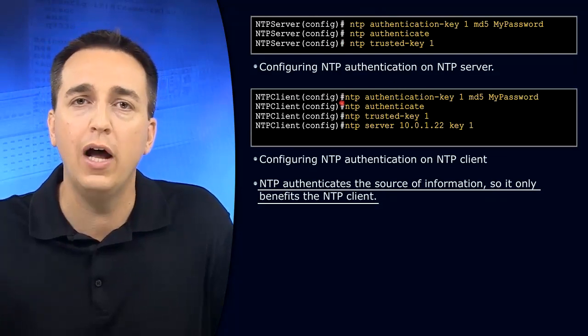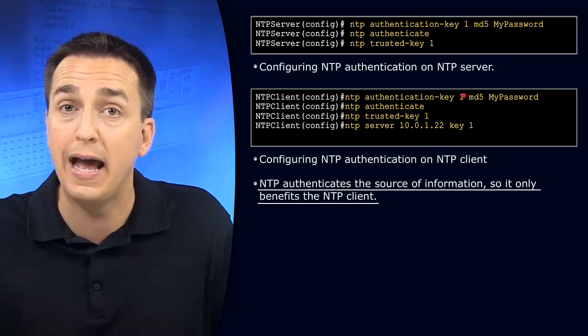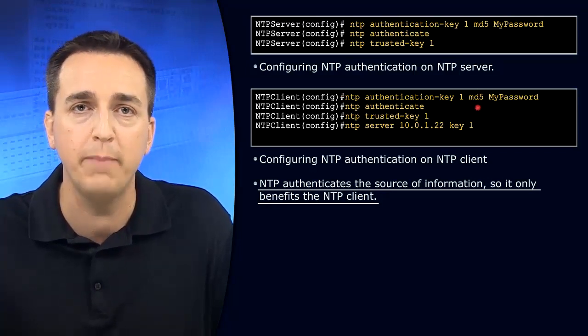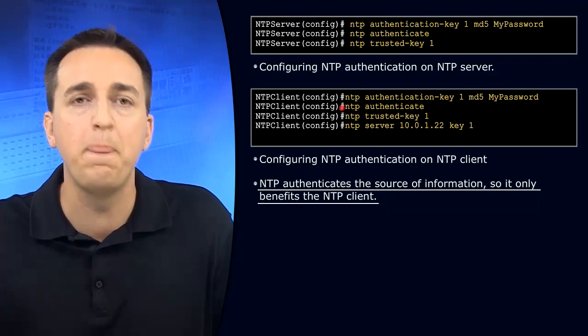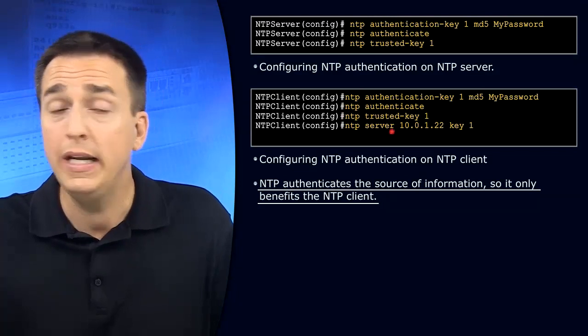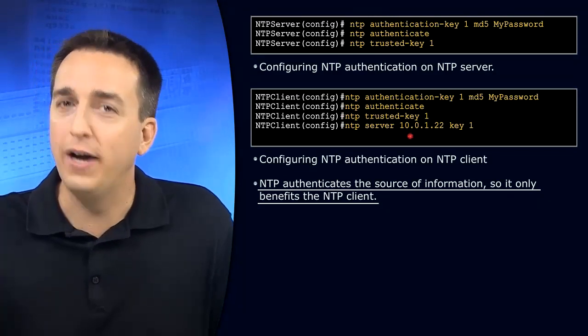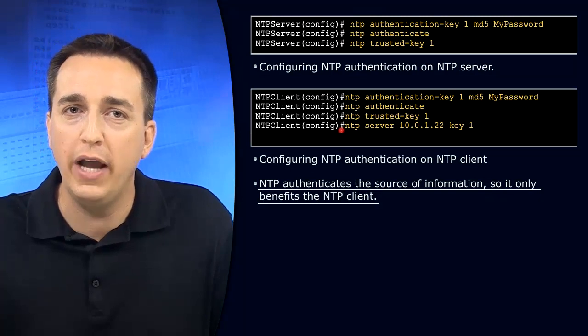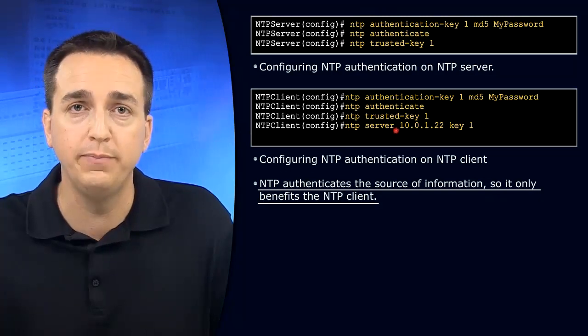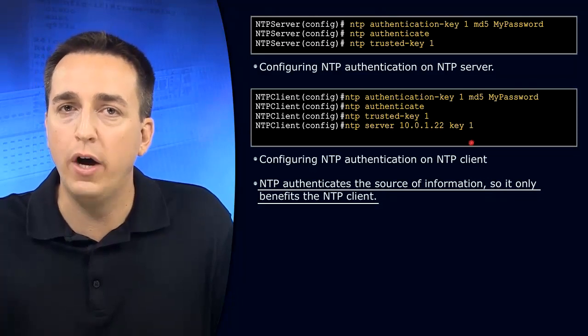Down below for our client, same commands. NTP authentication key, making sure we're using the same hashing algorithm and the same key string. Turn on authentication, make sure we're using the same trusted key. And then here, we need to specify the key when we're identifying the NTP servers. So the client has the NTP server command configured on it, 10.0.1.22, and we're saying we're using a key of 1.